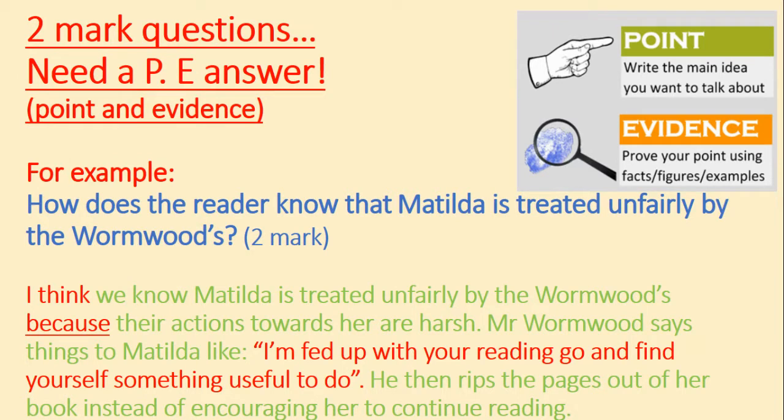My answer: I think we know Matilda is treated unfairly by the Wormwoods because their actions towards her are harsh. Mr. Wormwood says things to Matilda like, "I'm fed up with your reading, go and find yourself something useful to do." He then rips the pages out of her book instead of encouraging her to continue reading. I have used my sentence stem, I think. I have also used because, so I'm explaining why I think that. And I've used evidence from the text. I've used a quote of what Mr. Wormwood says.